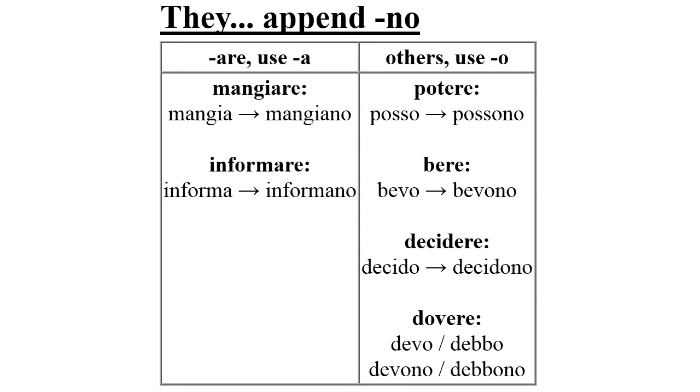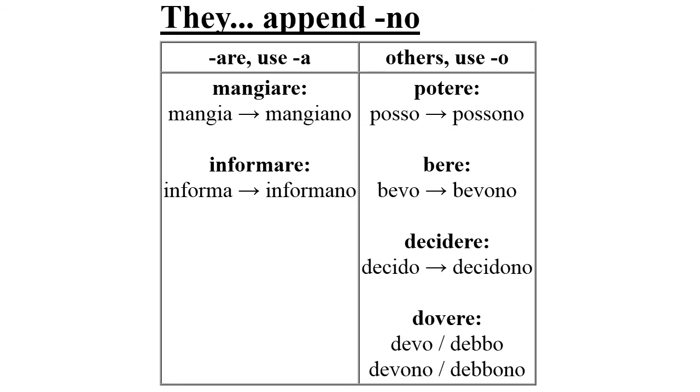For many verbs which are not are verbs, we use the word ending in o, which is the I form. Potere has an irregular form, posso, which can mean I can. Although you have to learn this word by rote, the trick still works. I use it to make the word possono, which means they can.